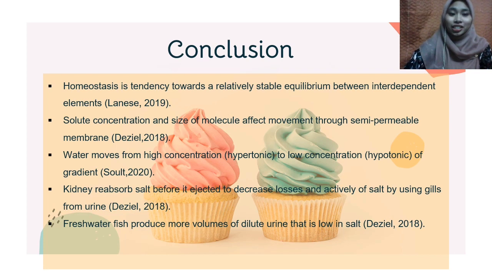The conclusion: homeostasis is the tendency towards a relatively stable equilibrium between interdependent elements. The solute concentration and size of the molecule affect the movement through the semi-permeable membrane. Water moves from the low solute concentration to the high solute concentration. It means the high concentration is hypertonic and the low concentration is hypotonic.